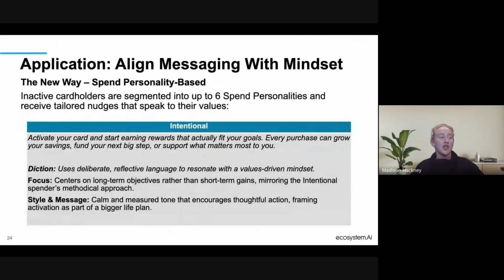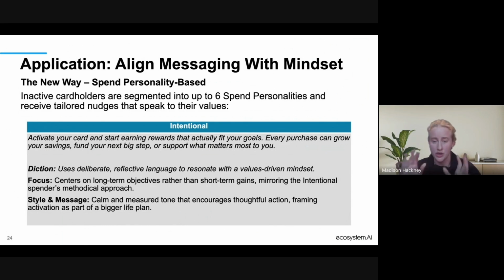But if we adopt the spend personality approach, the collective of inactive cardholders would be segmented into up to 6 spend personalities. They would receive a tailored nudge that speaks to their values. So in the case of the intentional spender, we've got: activate your card and start earning rewards that fit your goals. Every purchase can grow your savings, fund your next big step, and support what matters most.